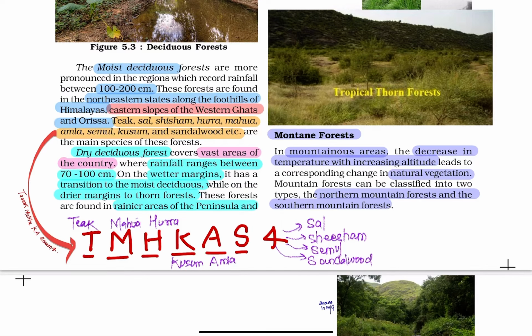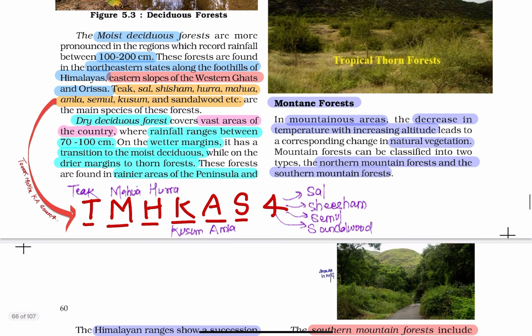Hi everyone, I hope you must have seen the previous videos about the tropical evergreen, deciduous and thorn forests. Now we'll continue the series with the montane forest.